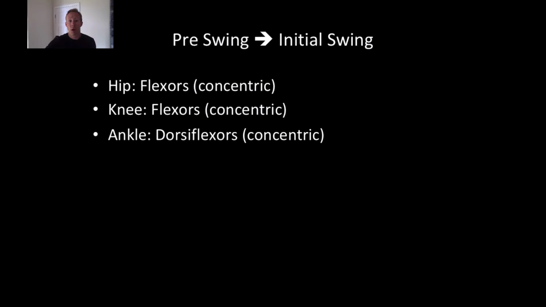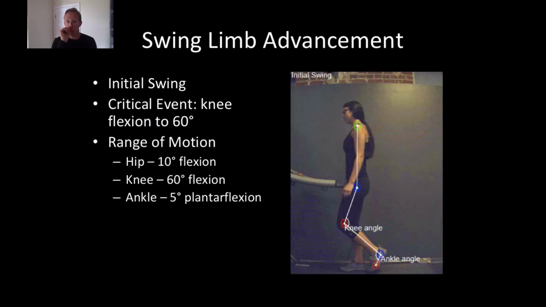Then we're going to go, okay, so from pre-swing to initial swing, we have all these concentric contractions. We've got to pull our leg forward for the next step. So our hip flexors are going to contract to pull our hip into flexion. Our knee flexors, our hamstrings, are contracting to bend our knees so we don't catch our foot on the ground. And the same with our ankle dorsiflexors. We're contracting those to lift our toes so we don't trip by catching our toes on the ground. So all of those happen to get us to initial swing.